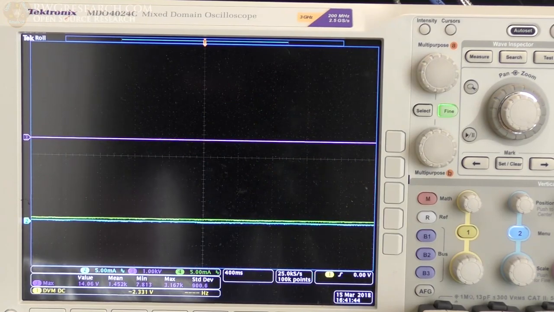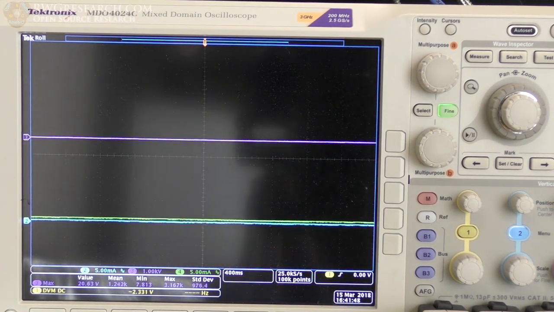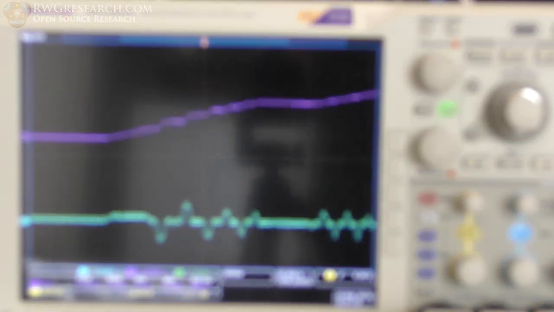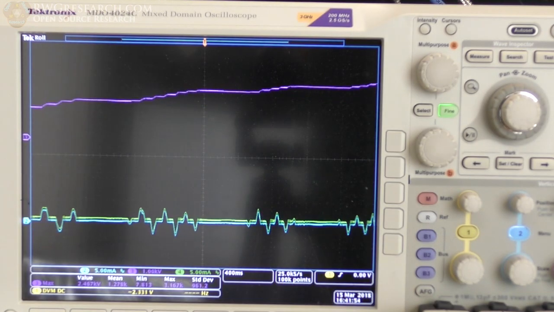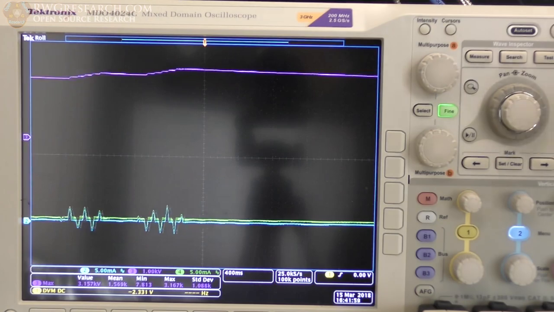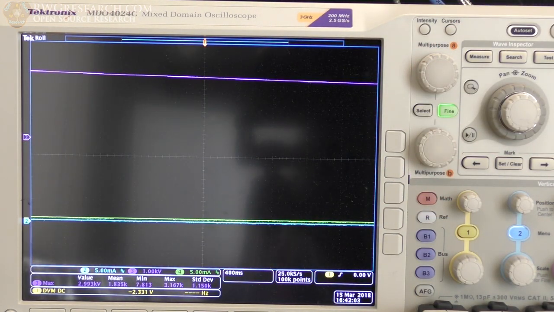All right, here we go. I'm gonna fire it up. I'm gonna do exactly what you saw mechanically there. There we go. So you can see when I first started pulling it, the current was more.